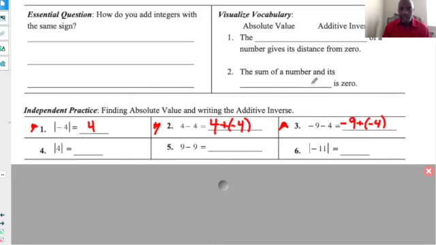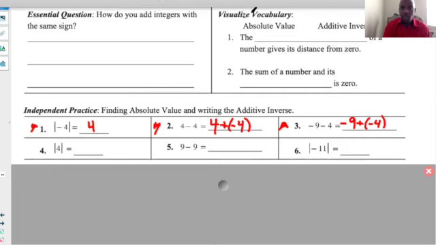Take a second right now, pause the video, and try to complete 4, 5, and 6.